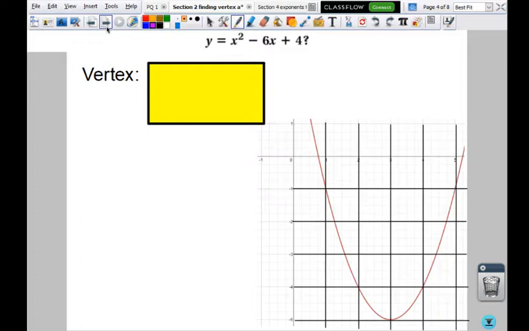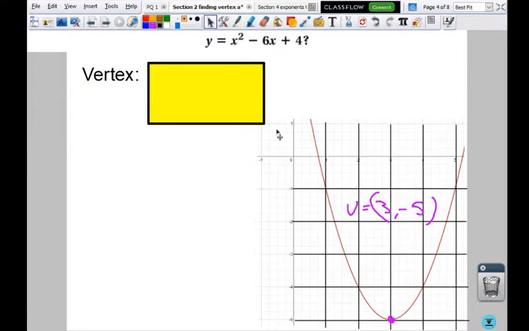We're going to find the vertex of x squared minus 6x plus 4. And I actually graphed it right here. My vertex is my very bottom point, Lucas, right here. We're not going to use the graph except just to check our work. Our graph has 3, -5 as the vertex, so I need to make sure I get the answer 3, -5.